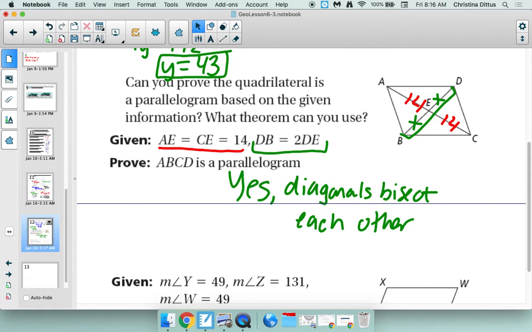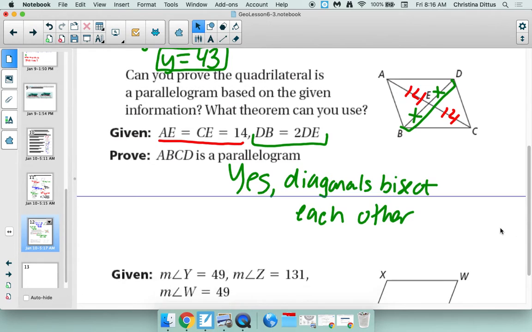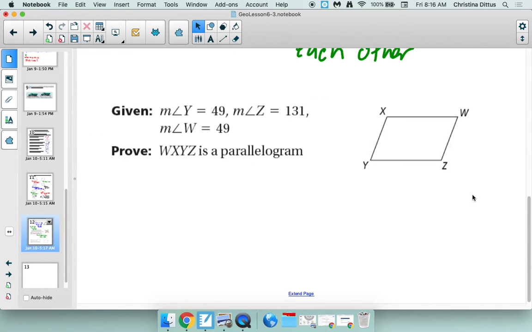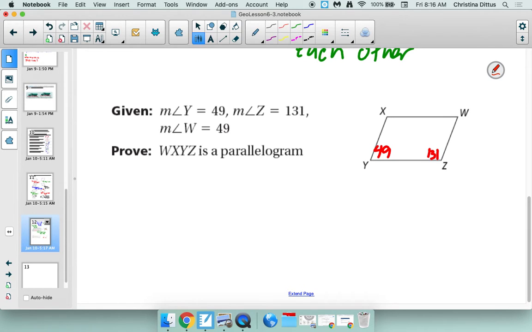Alright, one more. Let's label our picture. It says y is 49, z is 131, and w is 49. How am I going to prove that I have a parallelogram? Can I prove it? Opposite angles, okay. But I'm missing an angle. They equal 360.